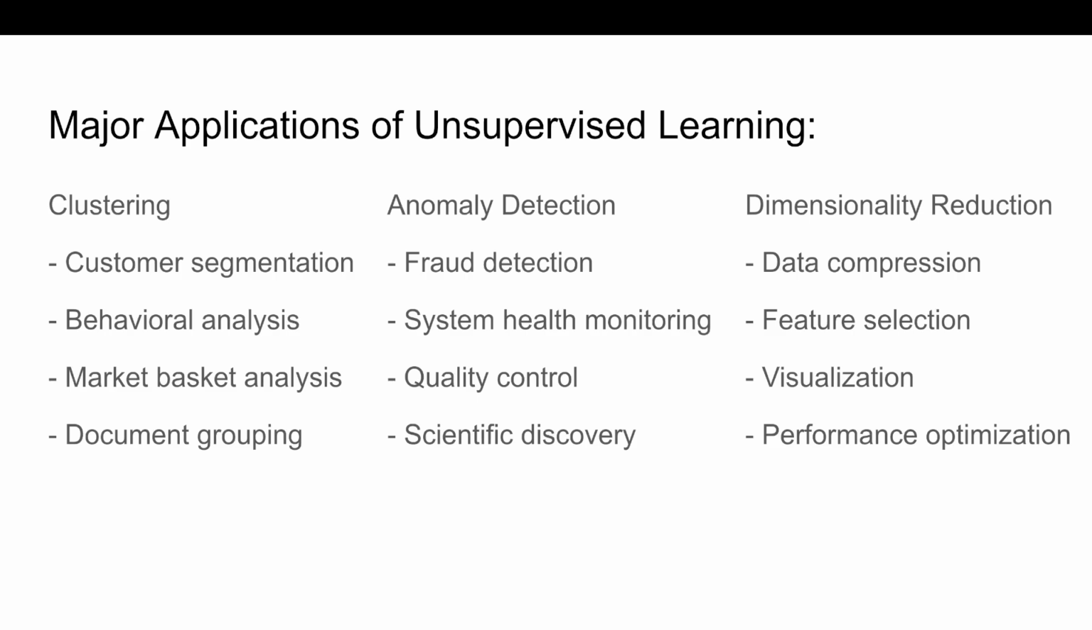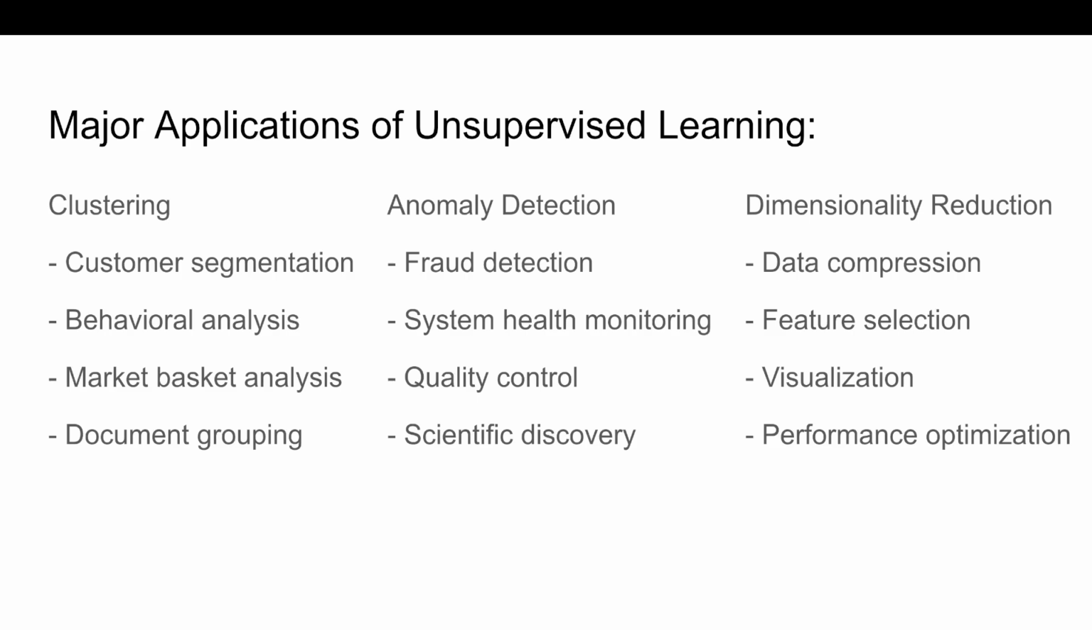Another area where unsupervised learning shines is anomaly detection. Here, the model learns the normal patterns in data and flags instances that deviate significantly from these patterns. This has wide-ranging applications, from detecting fraudulent credit card transactions and network intrusions to identifying manufacturing defects and strange phenomena in scientific data.